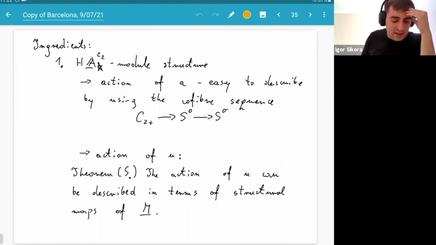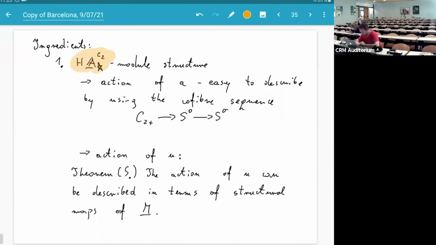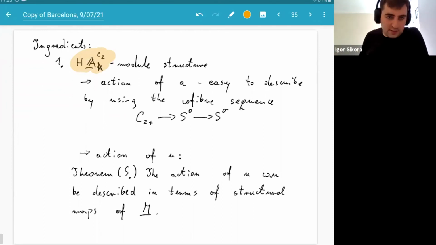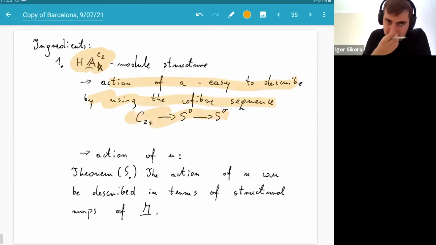So the ingredients of this multiplicative structure are firstly the action of the ring, the coefficients of the Bernstein-Mackey functor. And as we said, this ring is described by 3 elements, so we will describe the action of these 3 elements on a general Eilenberg-MacLane spectrum. The action of A is easy to describe by using the fiber sequence. We did it at the beginning.